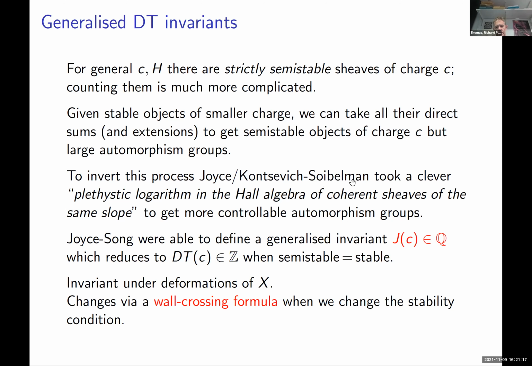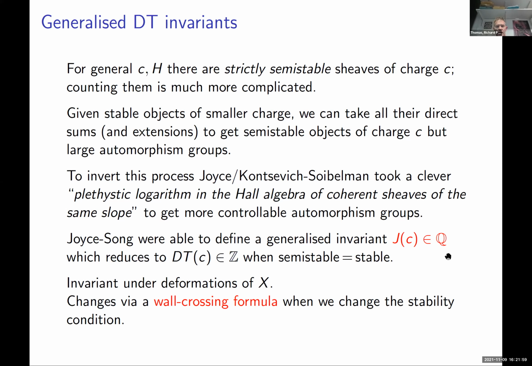And then Koncevich-Soyberman produced a more elaborate theory, much more complicated, producing more refined invariants like Laurent polynomials or rational functions, motives, and all kinds of fancy stuff. Their theory was partly conjectural at the time. Most of it's now been proved by people like Meinhardt and Davison. And so probably most of what this talk is going to be about goes through for their more elaborate invariants as well. But I'm going to talk purely about this Joyce-Song number, this generalized DT invariant.